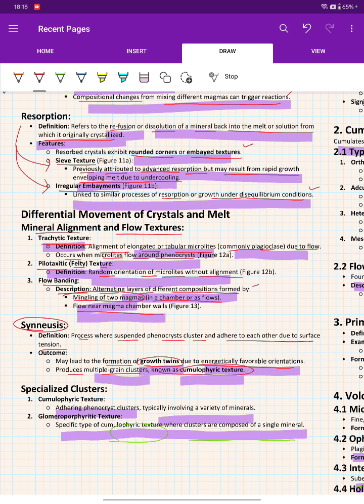Now we have the specialized clusters. We have the cumulophyric textures, and we have the glomerophyric textures. Cumulophyric is adhering phenocryst clusters, typically involving a variety of minerals. Now we have glomerophyric texture. It's a special type of cumulophyric texture only, where clusters are composed of only a single mineral.